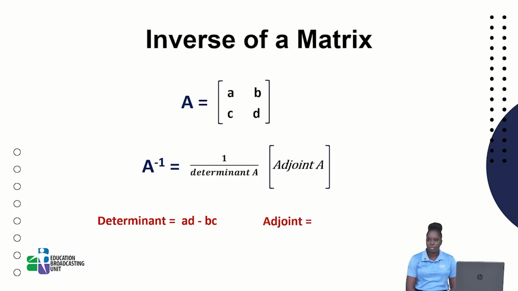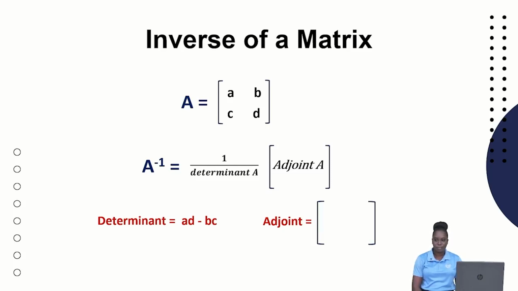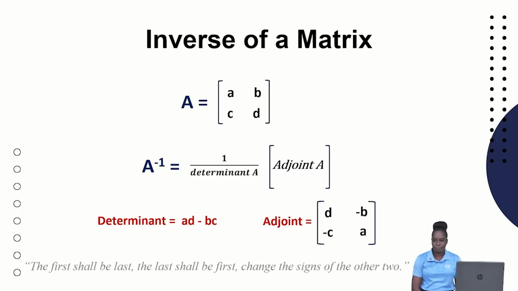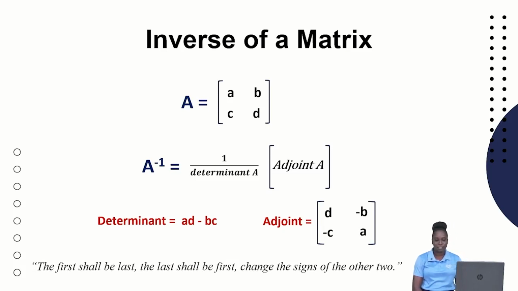The adjoint would then be, and this is interesting, so take note. I think this is one of the easiest ways to remember how to position the adjoint. So the first shall be last, the last shall be first. Change the signs of the other two. And so the first, which is A, becomes the last, and the last, which is D, becomes the first, and B and C remain in their positions. However, if we notice in the original matrix, B and C are positive, and so those signs are going to change. They would therefore become negative. The first shall be last, the last shall be first. Change the signs of the other two.